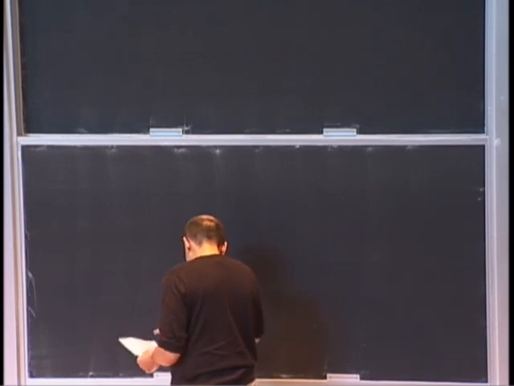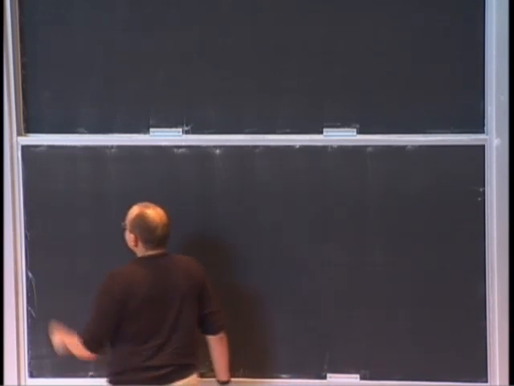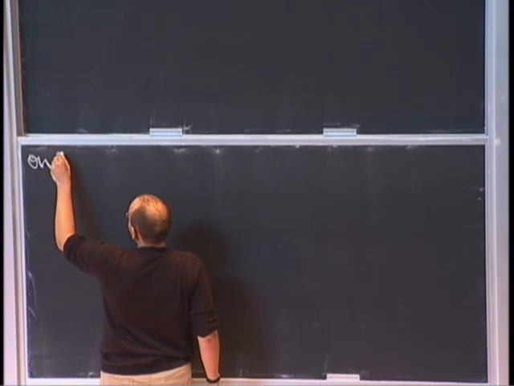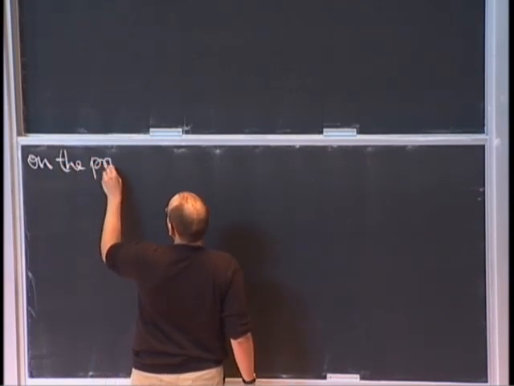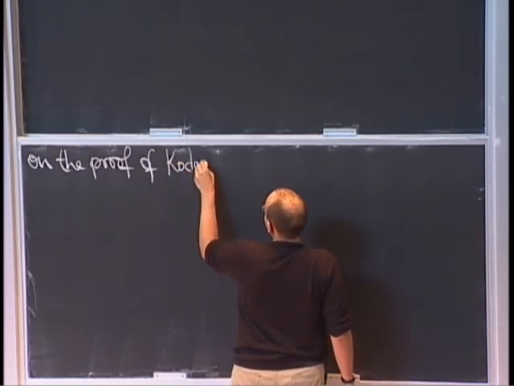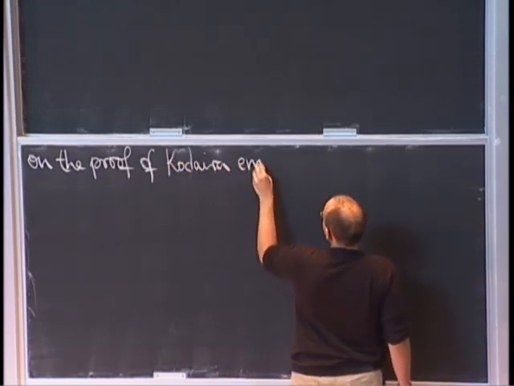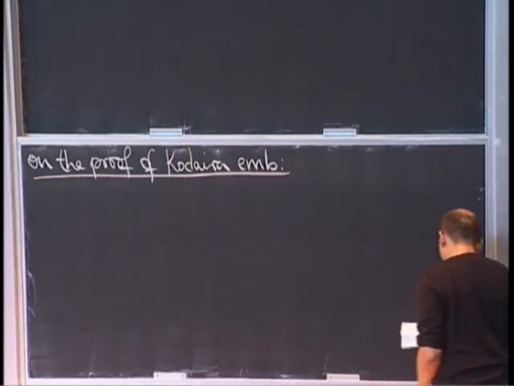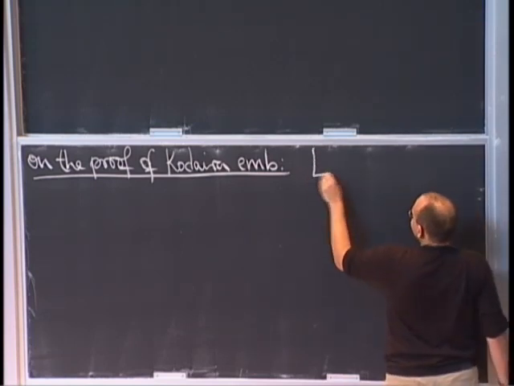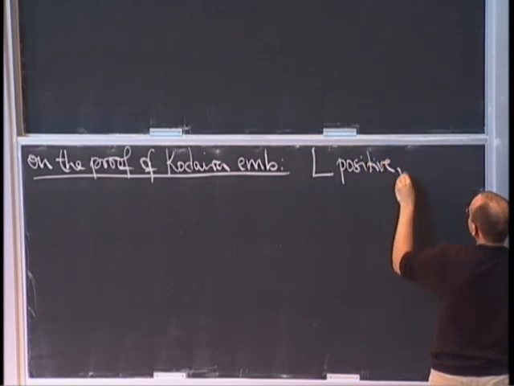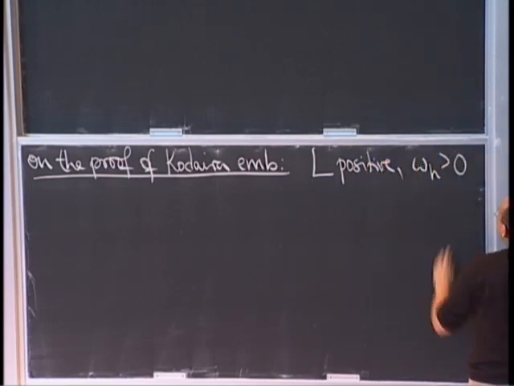Okay, so that's these linear systems. The other thing I wanted to talk about is some other aspects of the proof of the Kodaira embedding theorem. So in this case, our line bundle is positive, with a Hermitian metric with positive curvature.